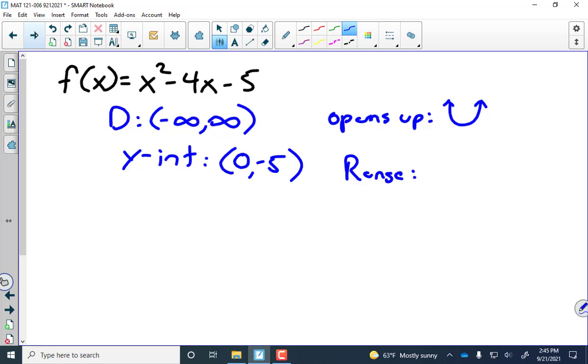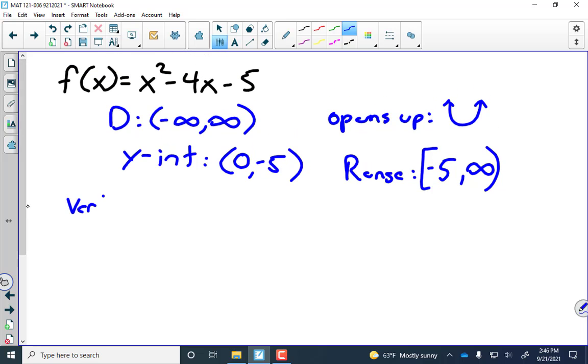You might need to think about it a little bit, but is it possible to give the range at this point? Yeah, what do you think? Does the range go up to infinity or down to negative infinity? Up to infinity. And what's the lowest y value it gets down to? Negative 5. Little trickier, but still possible.